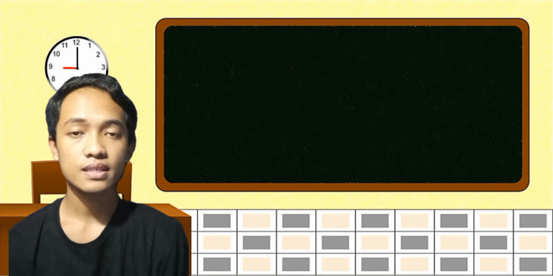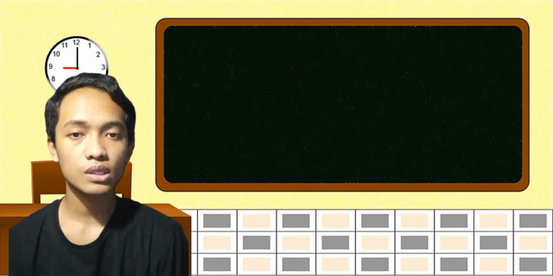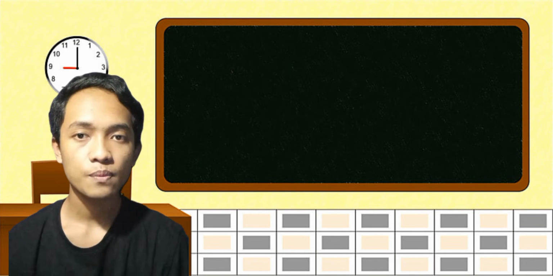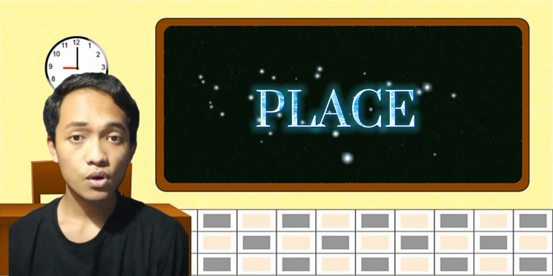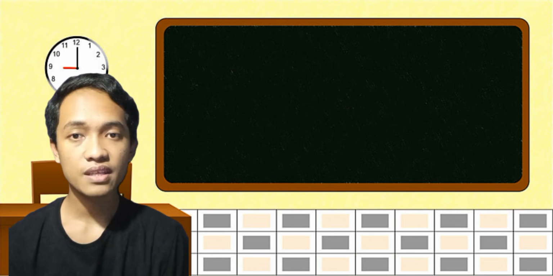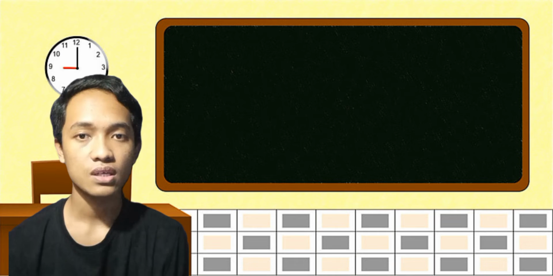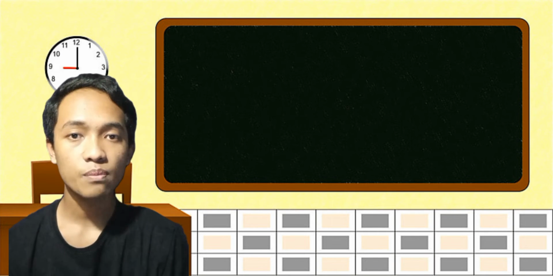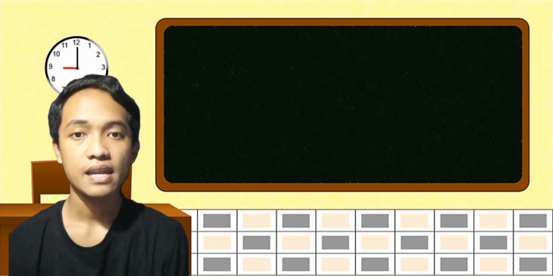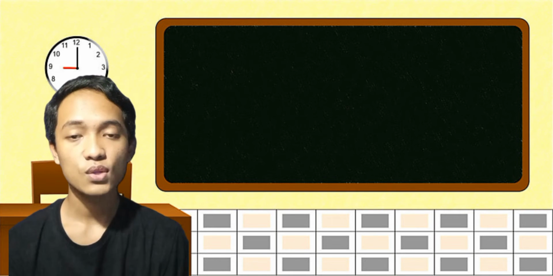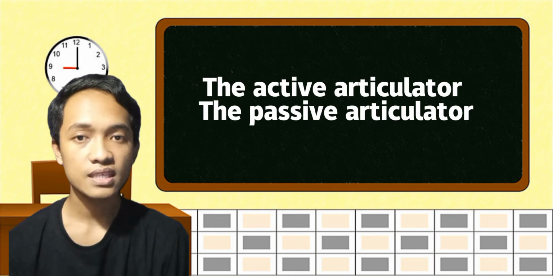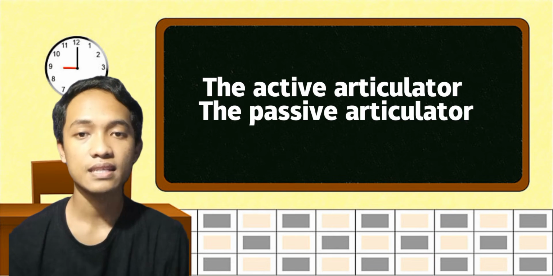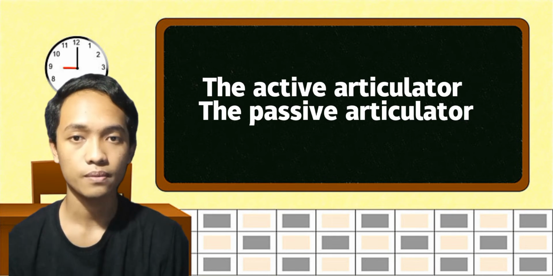Now let's move to the second point of articulatory phonetics. It is place. The vocal tract is made up of different sections which play a pivotal role in the production of speech. These sections are called articulators and are what make speech sounds possible. They can be divided into two types. The first is the active articulators and the second is the passive articulators.